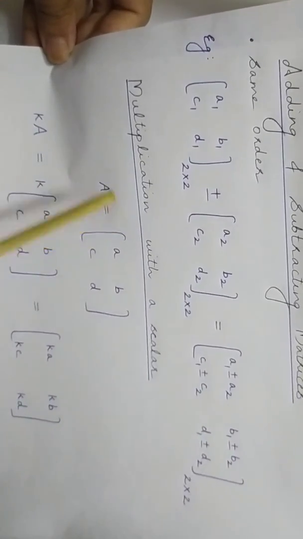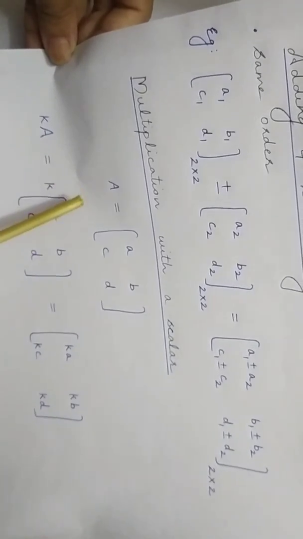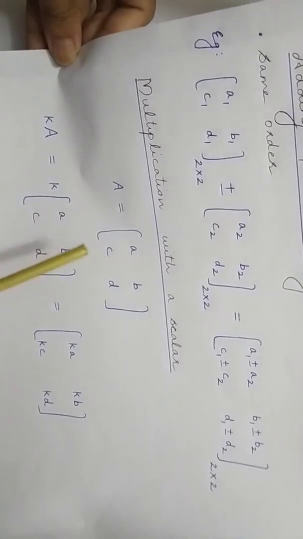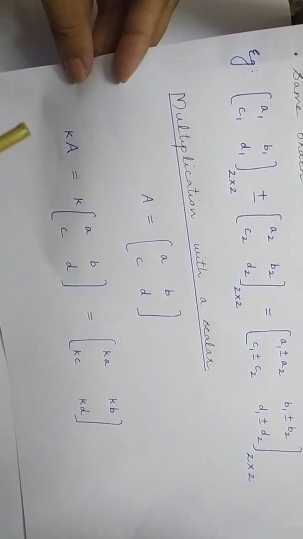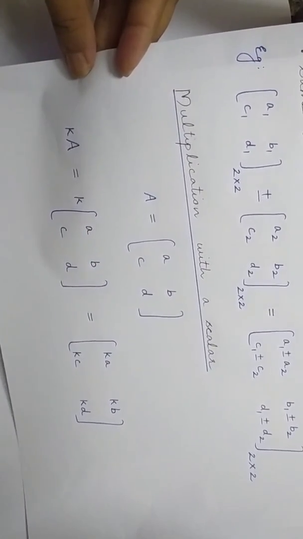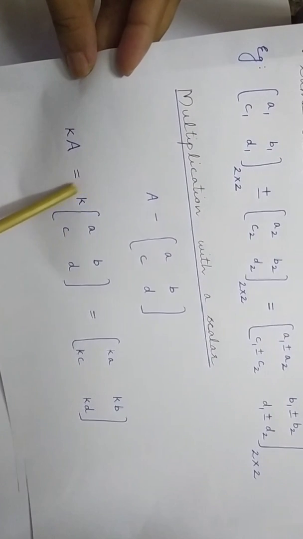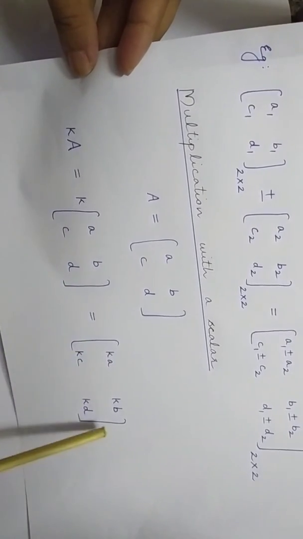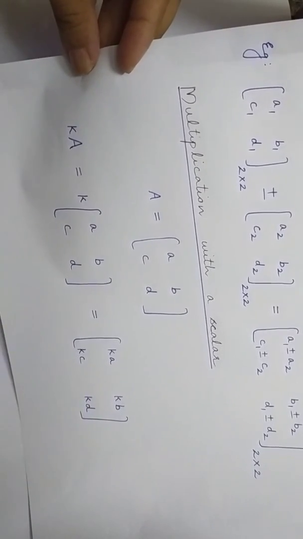The next property of matrices is multiplication with a scalar quantity. So here, for example, A is equal to matrix A, B, C, D. And we have here a scalar quantity K. So K into A. So K into this matrix A, B, C and D. Then what will we do? We have to multiply K with each of these elements or each of these terms. So how will it come? K into A, K into B, K into C and K into D.